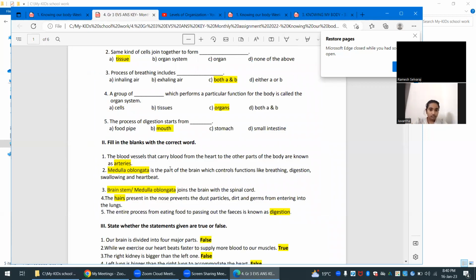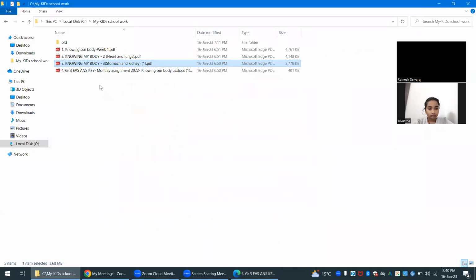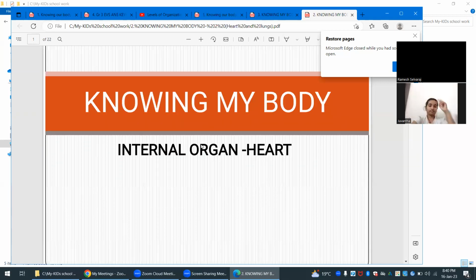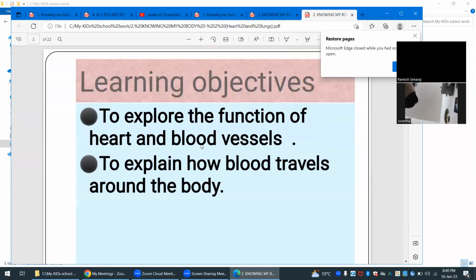Let's see something else. The blood vessels that carry blood from the heart to the other parts of the body are known as? Arteries. Yeah, I think we have to see this. We didn't see heart and lungs. Let's learn about heart and blood vessels, okay? Functions of the heart and blood vessels. How does blood travel around the body? What do you think? How do you think it travels around the body?